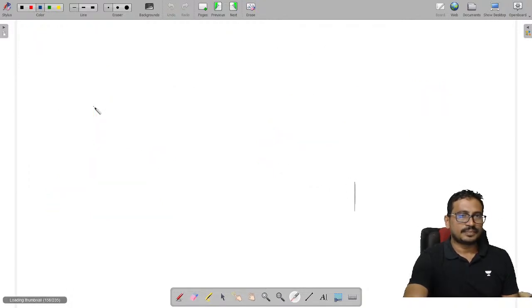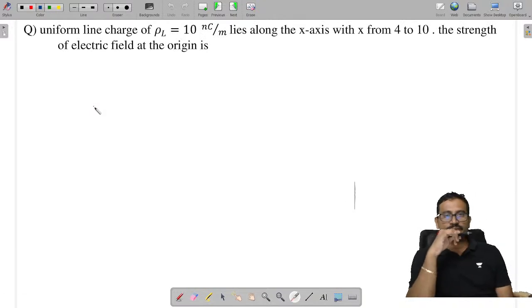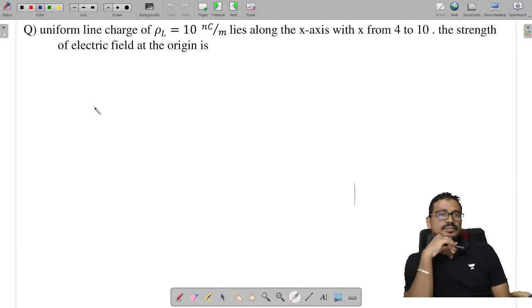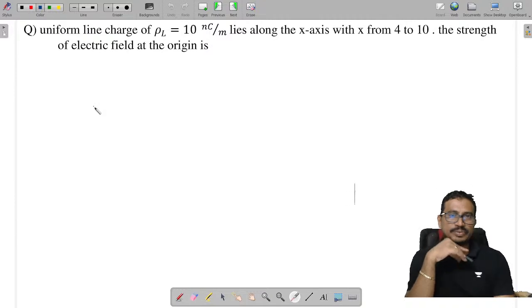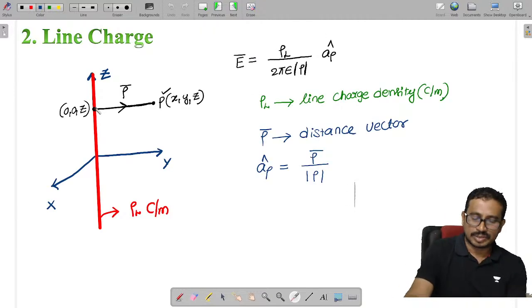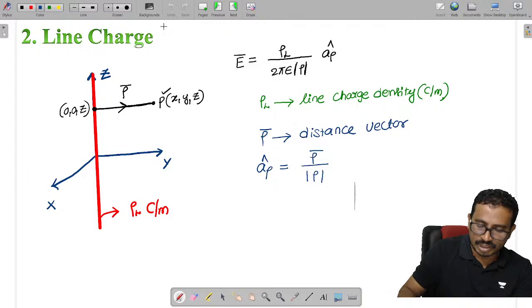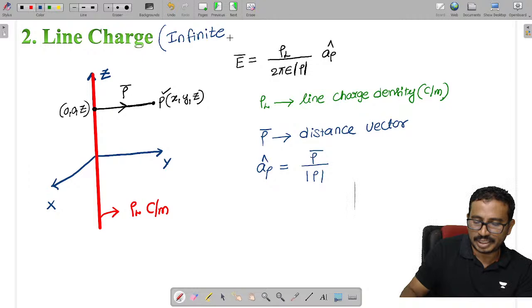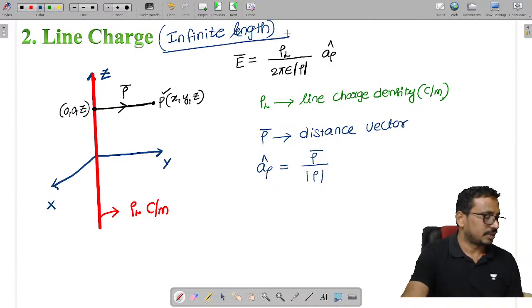Done? Yes. You can take this problem, all of you. A uniform line charge ρL is given as 10 nanocoulombs per meter. And one more thing here: the formula we have seen is valid in the case of an infinite length. We are talking about what type of charge? Infinite length charge.